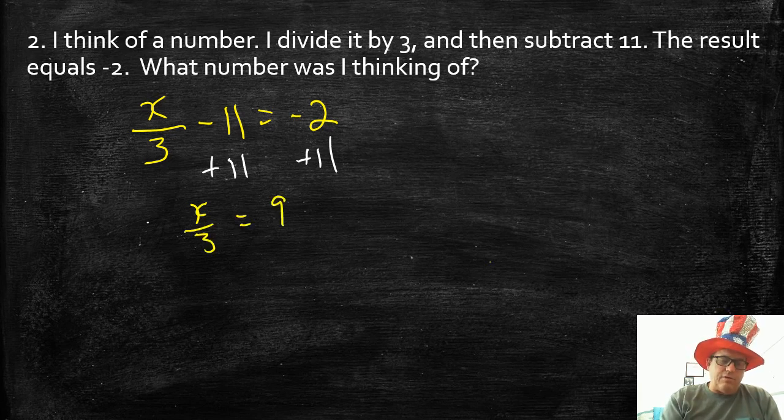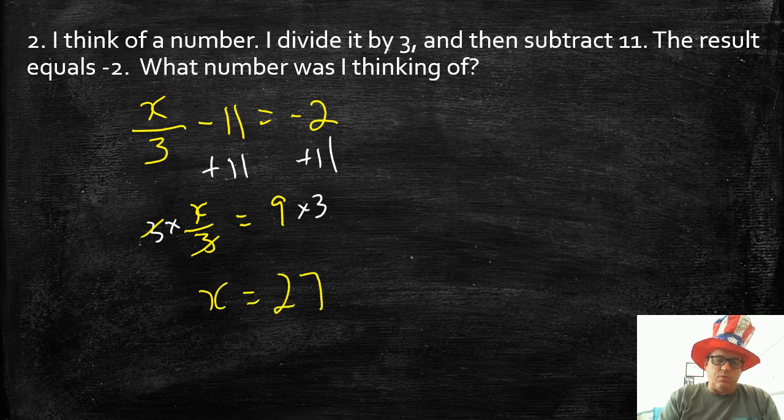And then what do I need to do? Now I need to multiply both sides by 3. 3 divided by 3 is 1, so x equals 27. Again, let's check it. I think of a number. I think that number is 27. Divide it by 3. 27 divided by 3 is 9. Subtract 11. 9 minus 11 is minus 2.